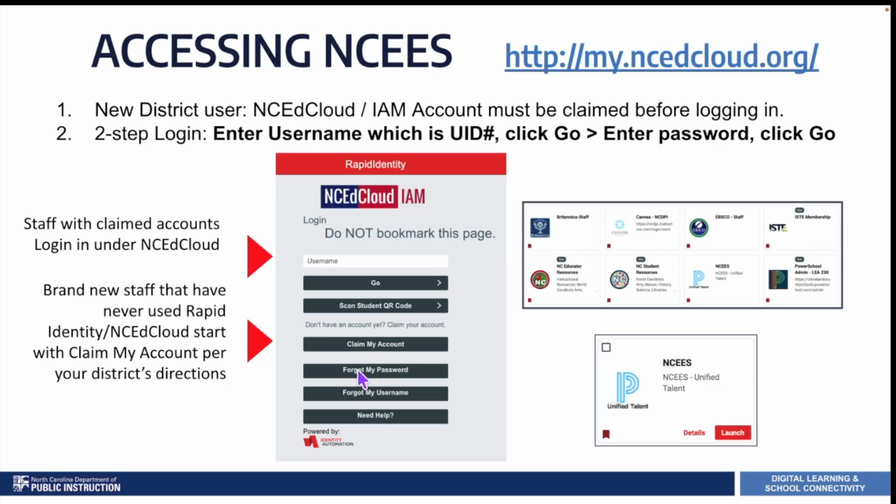If you forgot your password, if you forgot your username, or you need help, there are also some additional buttons here you can click. And then after you click those, you can click on the NCEES icon right here. It's that blue P that says Unified Talent. So you can click on that to access the system. You can just click on the blue P, or you can click launch.